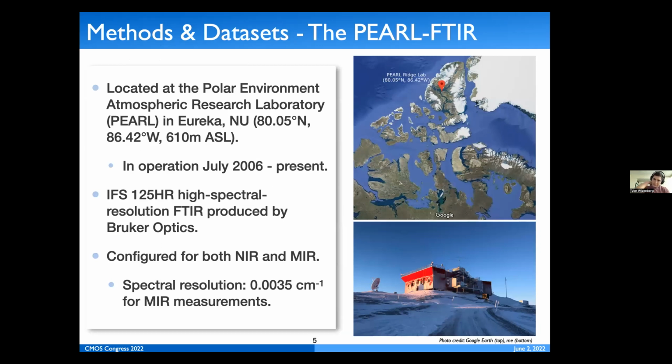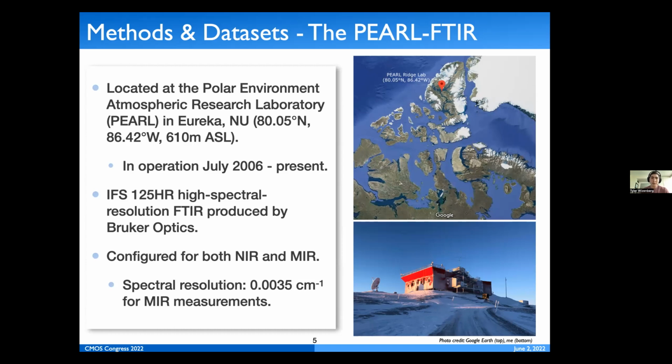So we have a few different data sets that go into this study, so I figured I'd mention them. So the first is our ground-based instrument, the Pearl FTIR. It's located at the Polar Environment Atmospheric Research Laboratory in Eureka, Nunavut. It's been in operation since July 2006, although, sorry, it goes up until 2020. We haven't been really able to get any data since COVID hit, but that gives us a really long time series of data to work with already.